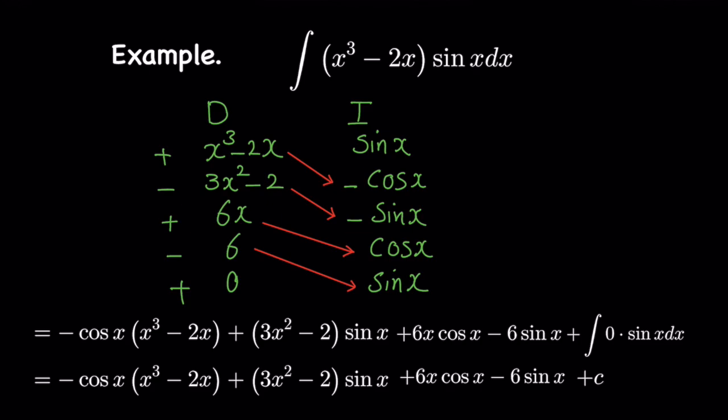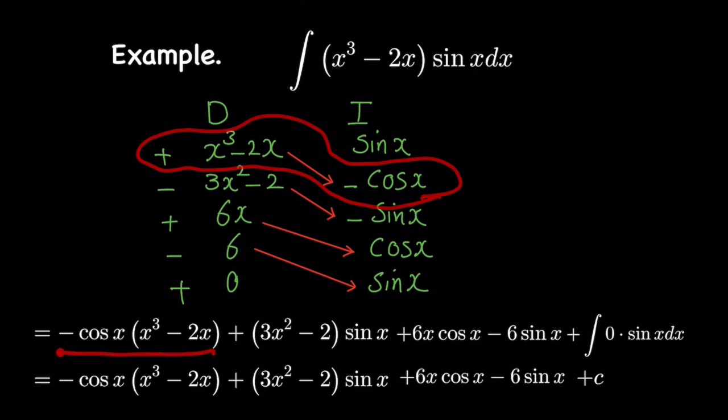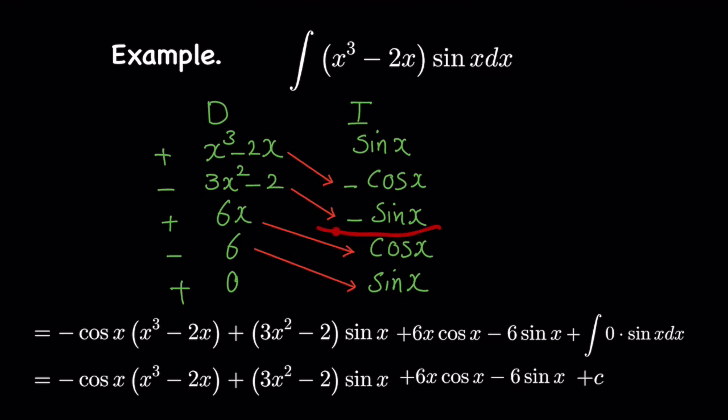So you need to multiply the diagonal terms. So it's going to be minus cosine x times x cubed minus 2x. That's what I have here. And then you multiply these terms. Now you see that you have two minus signs. They cancel, and you get sine x multiplied by 3x squared minus 2.